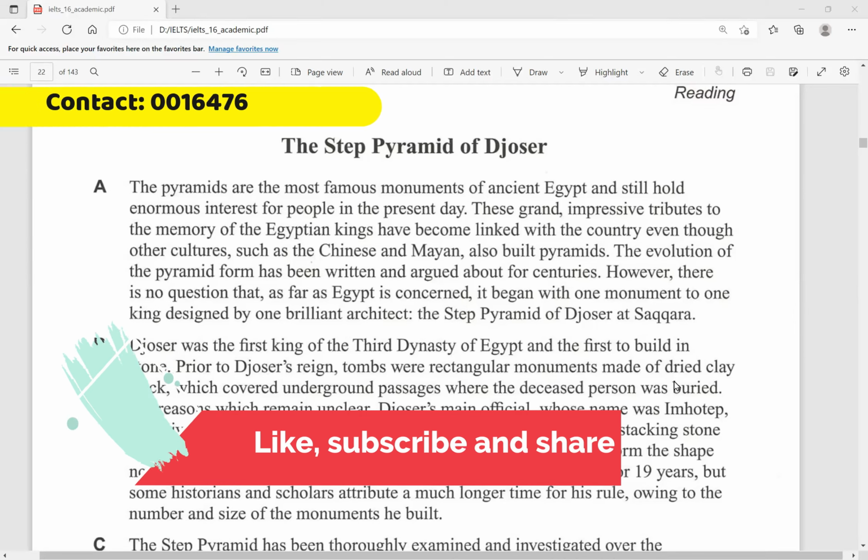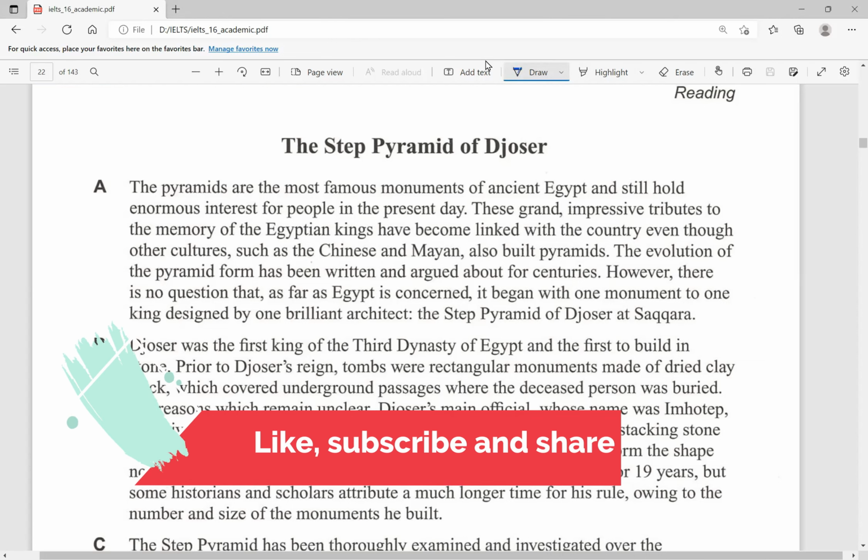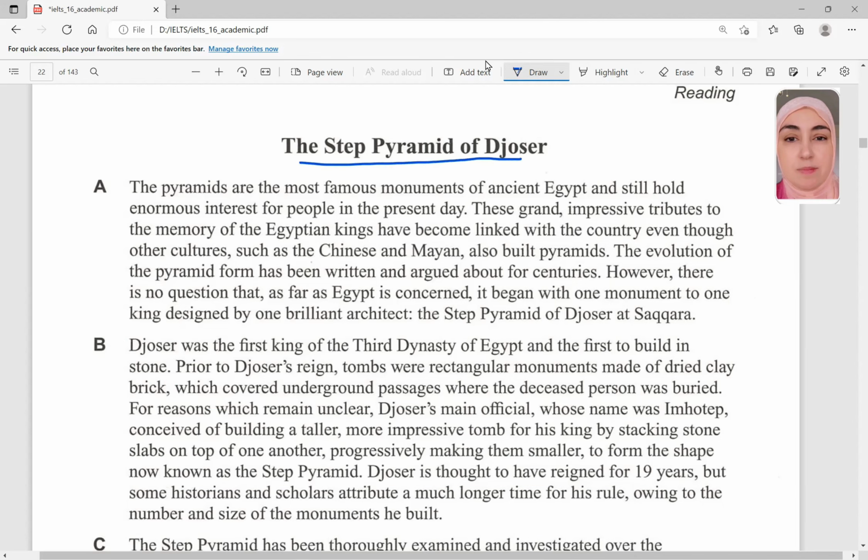We're going to discuss a new text, which is passage 2 from test 1 in Cambridge IELTS 16. And this is the title, The Step Pyramid of Hoser or Djoser, whatever this pronunciation is. This is probably an old Egyptian word, which is not really in English.